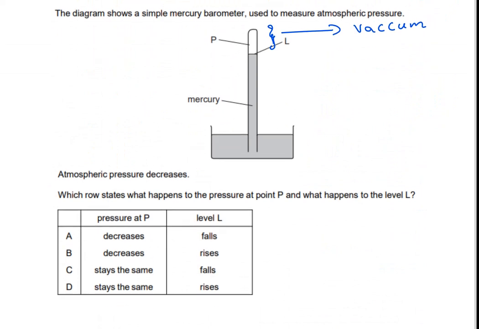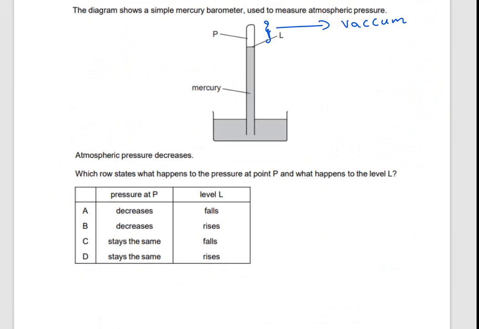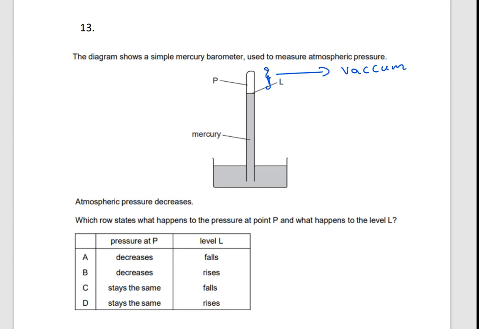Question 13. Talks about the atmospheric pressure. Now, which row states what happens to the pressure at point P and what happens to level L? The condition is the atmospheric pressure is decreasing. So as the pressure decreases, I'm talking about the atmospheric pressure, the air surrounding it. So the pressure decreases.